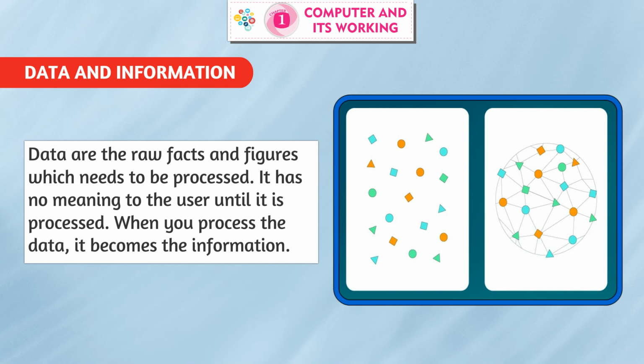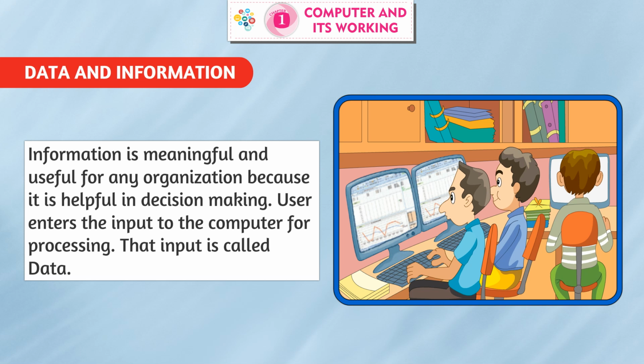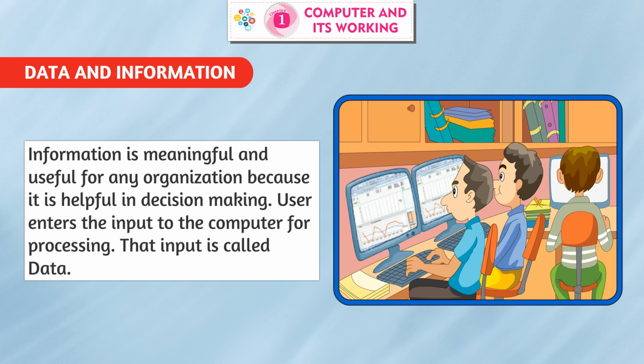Data and information. Data are the raw facts and figures which need to be processed. It has no meaning to the user until it is processed. When you process the data, it becomes the information. Information is meaningful and useful for any organization because it is helpful in decision making.